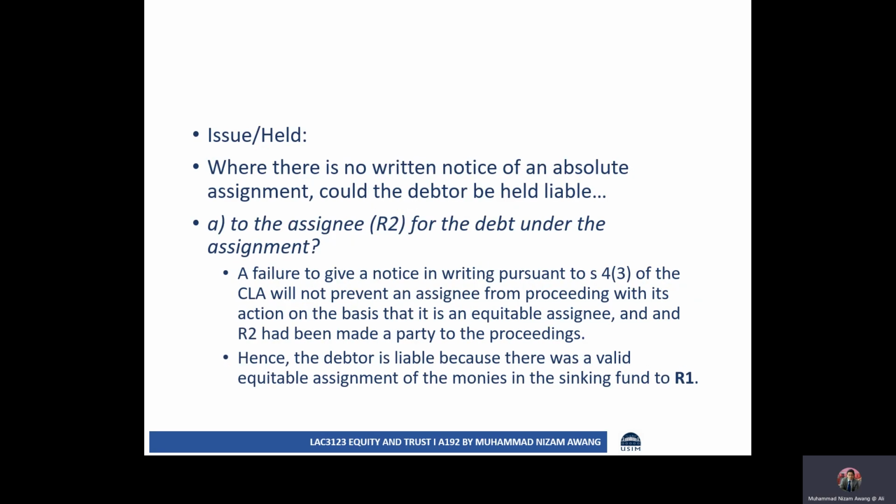So there were two issues basically in this case. The first issue is whether, where there is no written notice of an absolute assignment, the debtor could still be held liable to the assignee for the debt under the assignment.